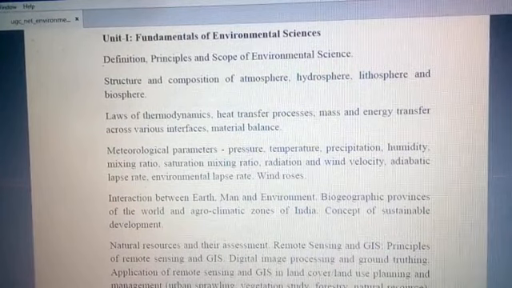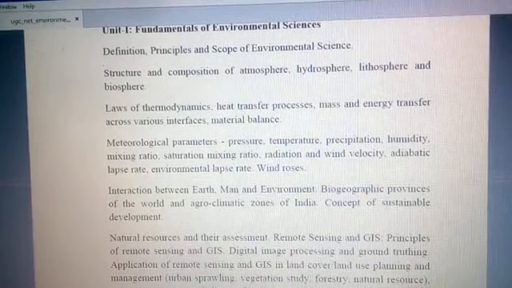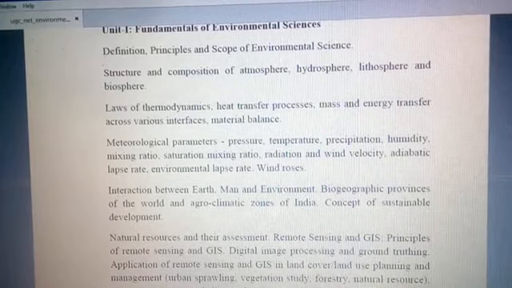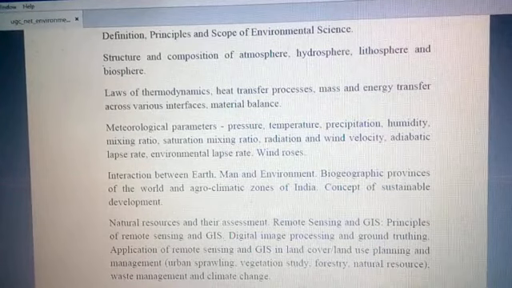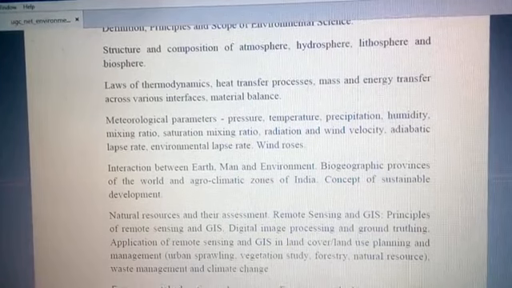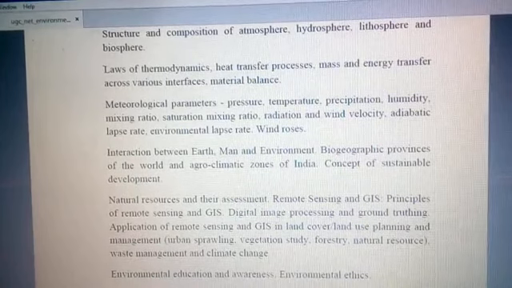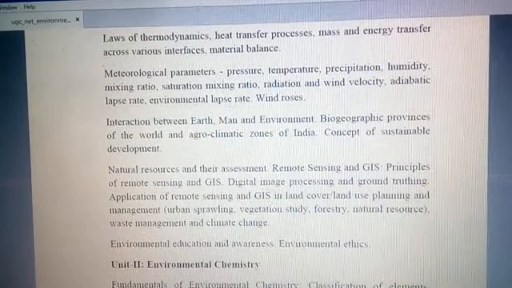Natural resources and their assessment, remote sensing and GIS, principles of remote sensing and GIS, digital image processing and ground truthing, application of remote sensing and GIS in land cover and land use planning and management, urban sprawl, vegetation study, forestry, natural resources, waste management and climate change. And environmental education and awareness. The new topic is environmental ethics, one of the new topics included in the syllabus of environmental sciences.